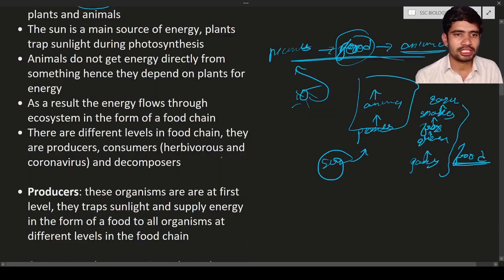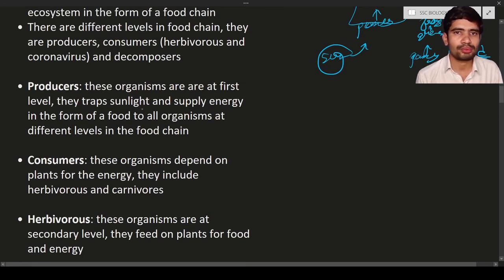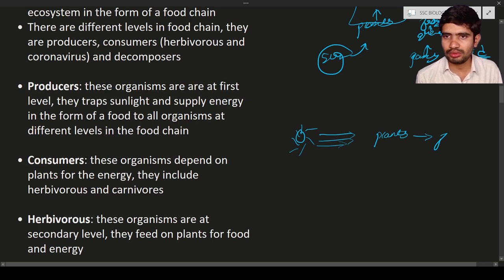So next is the producers. What are producers? Producers are the organisms that produce food energy from the sunlight. Let us consider this is the sun. Sun is the main source of energy. From the sun, the sunlight is taken by the plants, and the plants are going to produce the food material with the help of photosynthesis, and this food is taken by the animals.